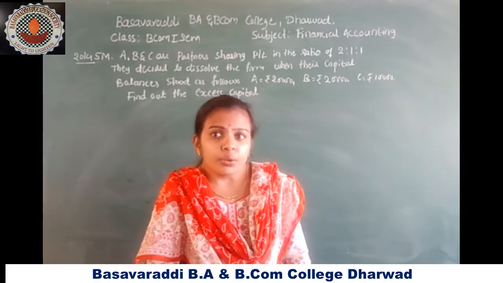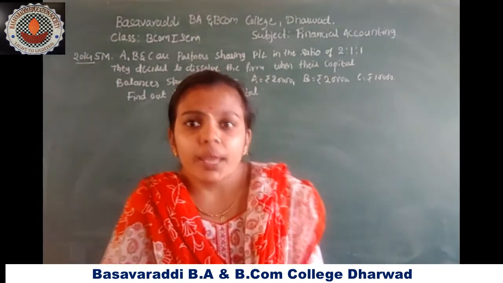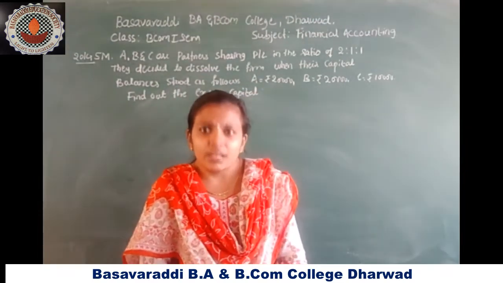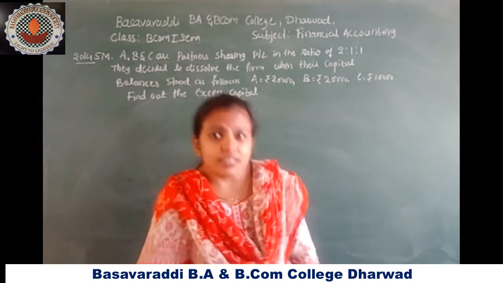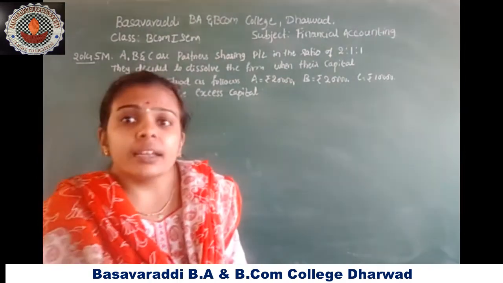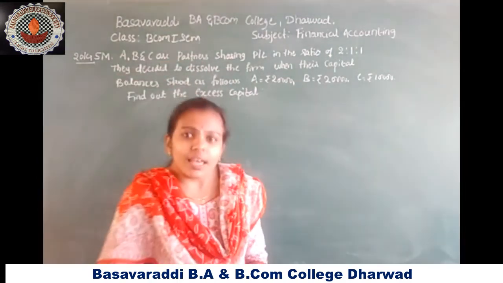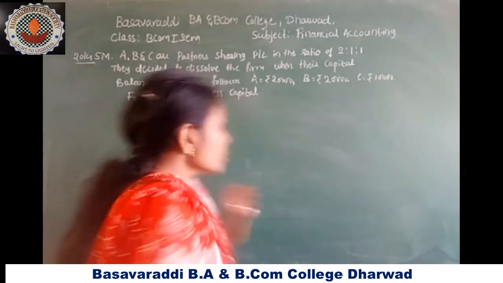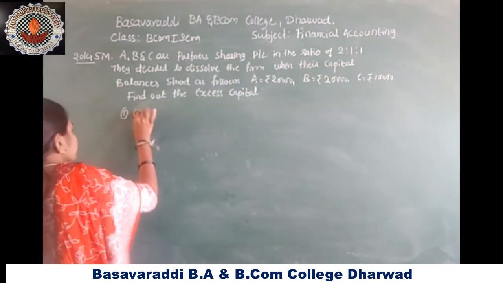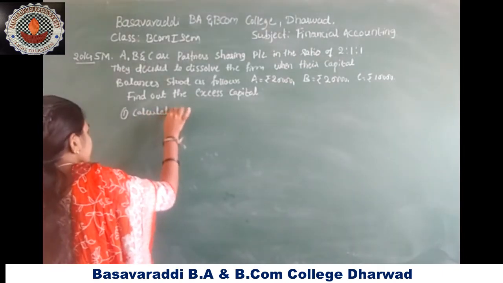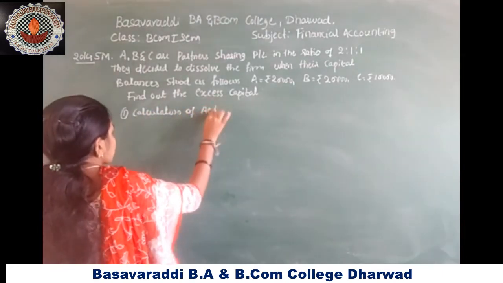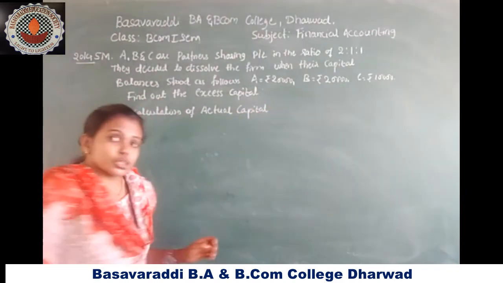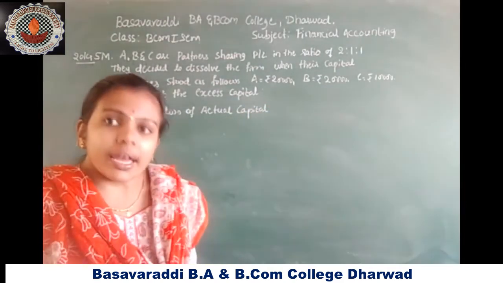First, we have to calculate the actual capital of a partner. In the actual capital calculation, we have to consider the capitals of the partners, and then the general reserve, profit and loss account, asset side balance as well as liability side balance. In the first working note, calculation of actual capital.